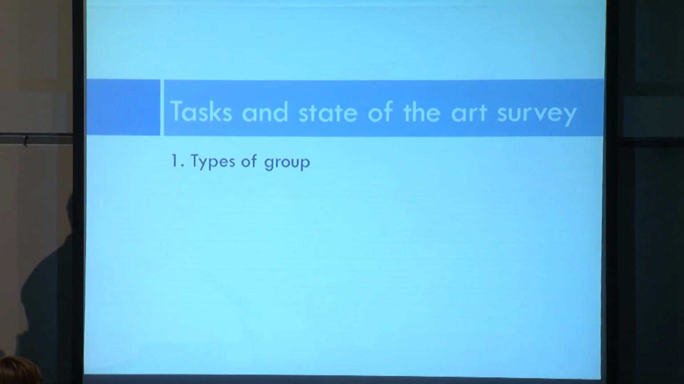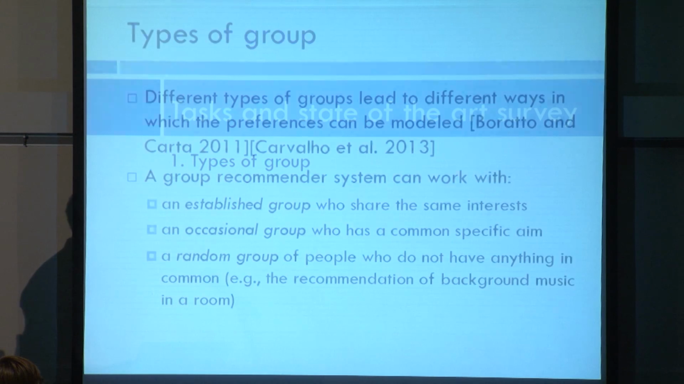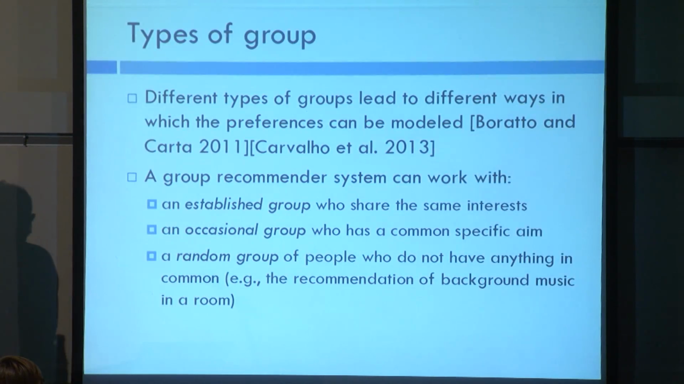So let's start with the first aspect, the types of group. In this paper from 2011, we provided a classification of the different types of groups that a group recommender system usually handles. And this classification was also adopted by Carvalho et al. in the DAB paper in 2013.